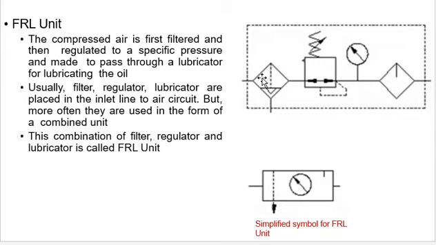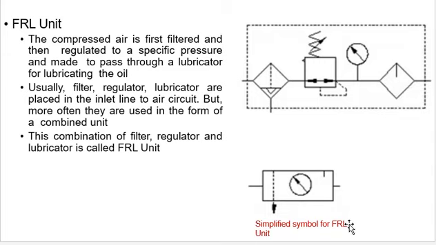So here is the filtering with drain, regulating with the help of this variable, using the adjustable screw and spring arrangement, then with the help of the pressure gauge we can measure whether the system requires that much pressure or not. Then lastly, we can lubricate that particular air, regulating that air to the system.